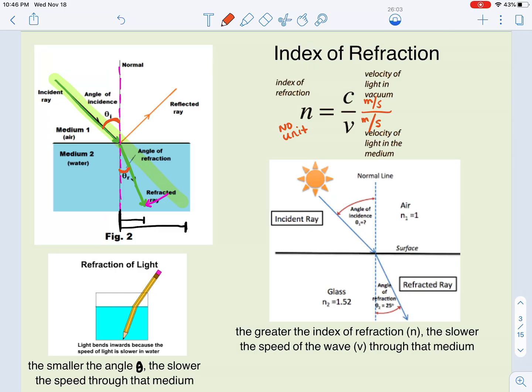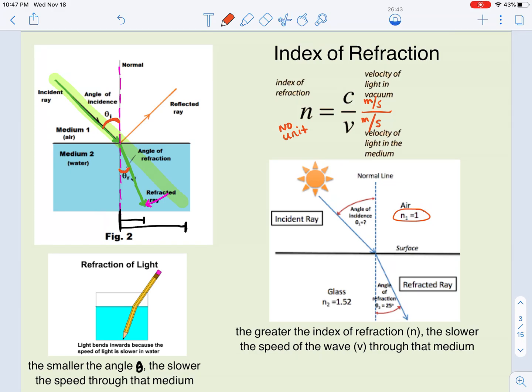But that n value is going to be a smaller value, so close to 1, for substances that are not very dense, which means the speed is not adjusted very much. The more dense our material, the bigger the n value, which means that there's going to be a greater change in the speed and my object is going to move even slower. So it says under the picture on the right, the greater the index of refraction n, the slower the speed of the wave, which would be the variable v, through that medium.